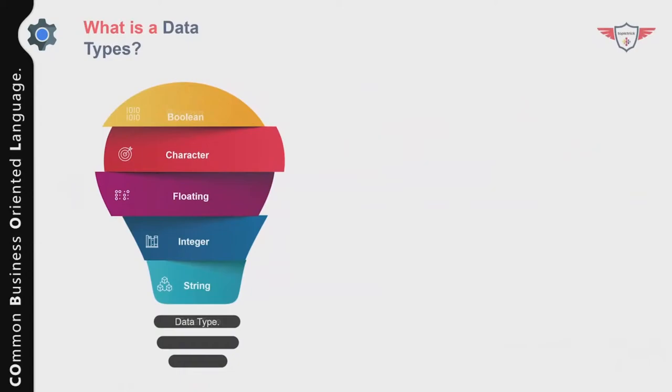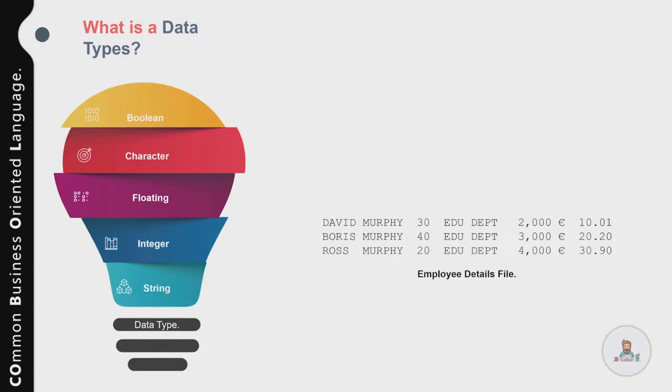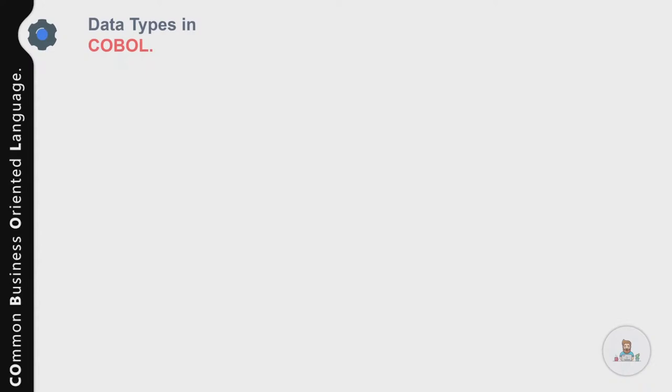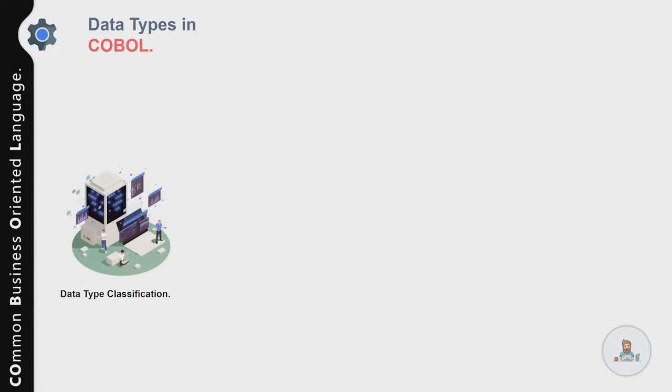For example, if you notice the employee detail file, which is a sequential file, it has different categories of data. The first column is the employee name, and it is a string of characters. After that, you have employee age, which is an integer. Thereafter, you have department name, which is again a string of characters. After that, you have employee salary, which is again an integer value. After that, you have employee monthly tax, which is a floating value, that is something with a fraction part, for example, 10.01. So finally, a major part of understanding how to design and code programs is centered on understanding the type of data that we want to manipulate and how to manipulate that data in our COBOL program.